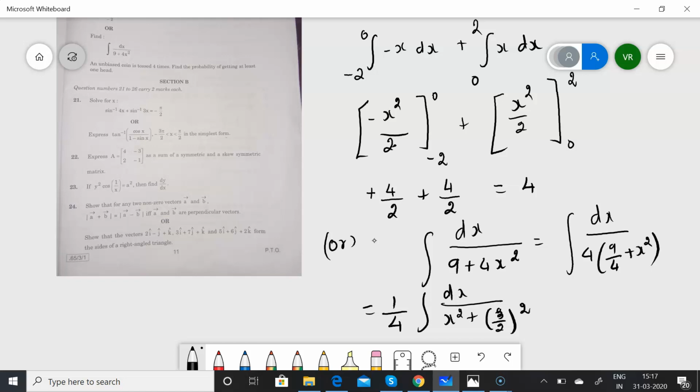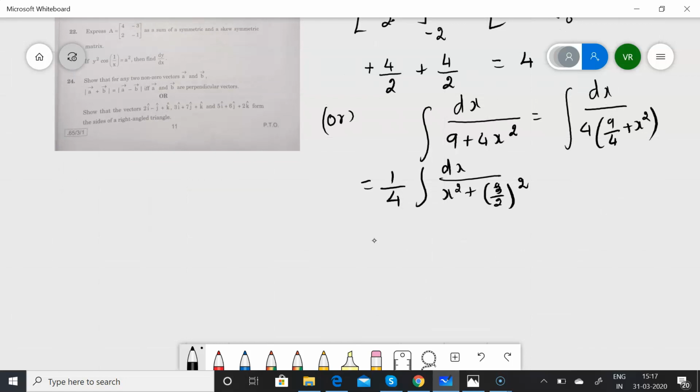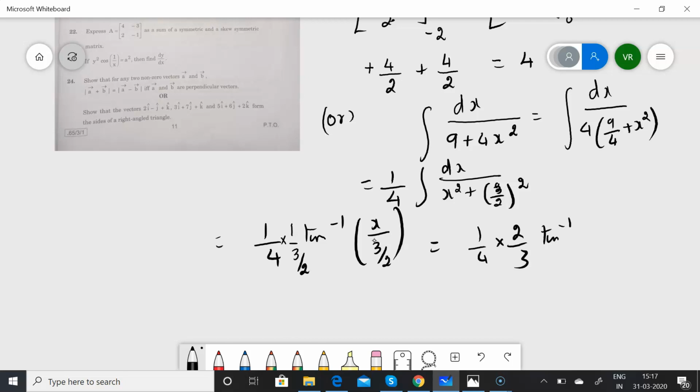So this is of the form x squared plus a squared, which gives tan inverse. So this is equal to 1 by 4 into 1 by a tan inverse of x by a. Already we have 1 by 4 there, that into 1 by 3 by 2 tan inverse of x by 3 by 2, which is equal to 1 by 4 into 2 by 3 tan inverse of 2x by 3. If I cancel 4 and 2, that will give me 1 by 6 tan inverse of 2x by 3.